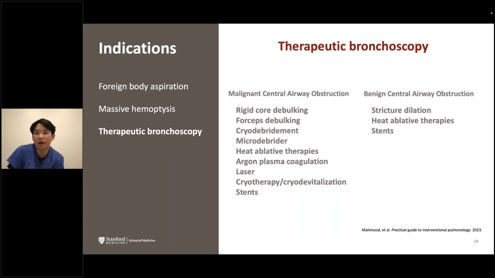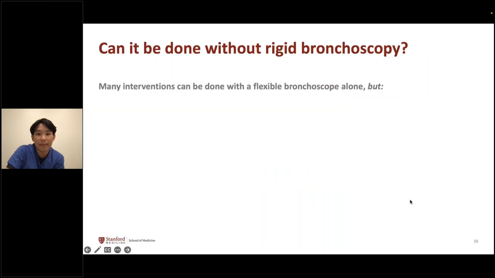Again, there are a bunch of other tools that we could integrate with rigid bronchoscope to deal with a bunch of issues for both benign and malignant disease. And then I'm going to hand this over to Dr. Scheller.